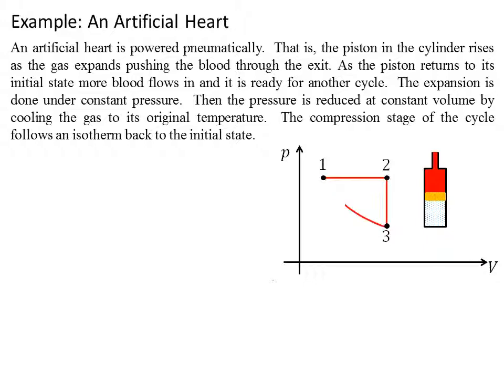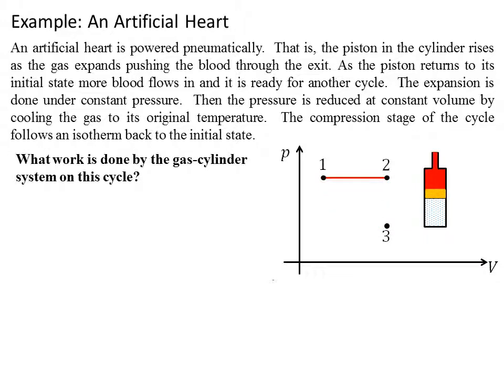Let's look at an example of an artificial heart. This artificial heart is powered pneumatically. That is, the piston in the cylinder rises as the gas expands, pushing the blood through the exit. As the piston returns to its initial state, more blood flows in and is ready for another cycle. The entrance is not shown in the picture. The expansion is done under constant pressure. Then the pressure is reduced at a constant volume by cooling the gas to its original temperature, and then the compression stage of the cycle follows an isotherm back to its initial state.